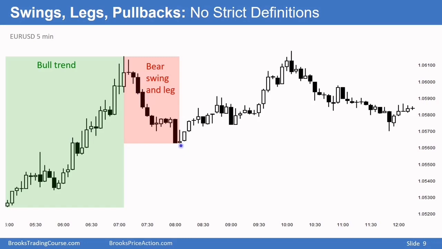This is a leg down, big enough for a swing short. So I would call it a swing down. You can call it a leg. You can also call it a 50% pullback from this bull trend.